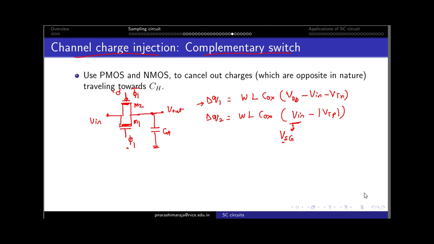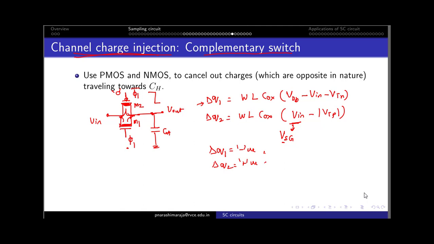Now note that delta Q1 is generally a negative charge, just because I need electrons to fill this particular channel, whereas delta Q2 would be a positive quantity, just because I need holes to fill this channel. Now clearly, if these two quantities are equal to each other the moment I turn this device off, these charges try to distribute towards these terminals, attract each other and cancel each other at this junction itself. So when these charges are equal, there is no issue with channel charge injection.